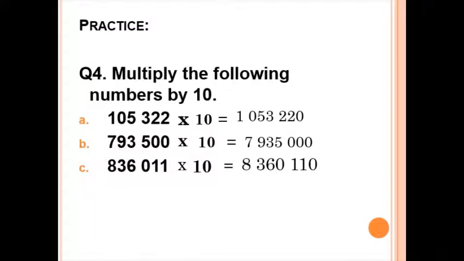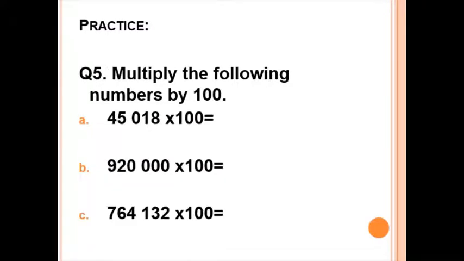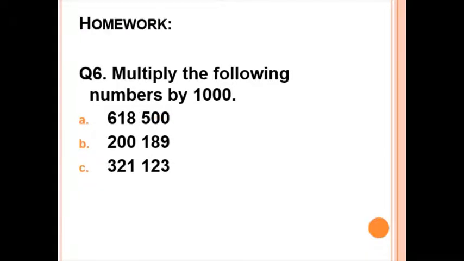Okay, so now let's go to our next question number 5. Multiply the following numbers by 100. In 100 you can see 2 zeros are there, so we must put 2 zeros with our answers. Now this question number 6 is actually your homework. You are going to multiply the following numbers by 1000. You must keep this in your mind that in 1000 3 zeros are there. So we must add 3 zeros with the same number to get our answer.